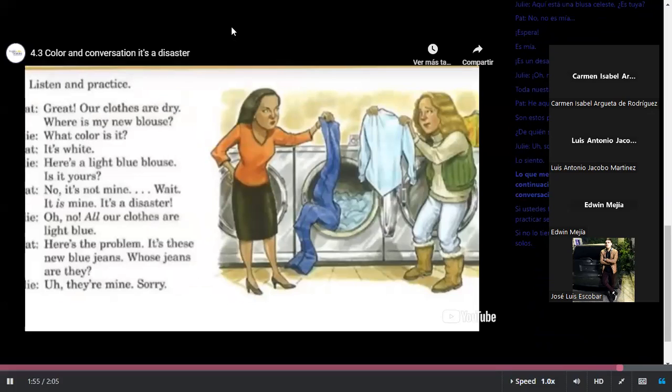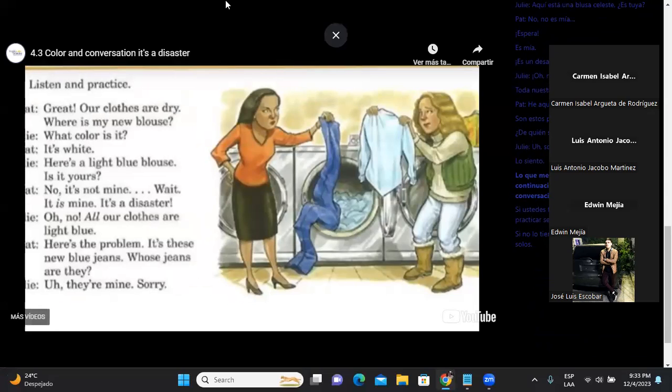This is crazy, right? I like this conversation. Has this ever happened to you? Have you ever been in a similar situation? Do you understand the conversation, guys? What is going on here? Yes? Okay. Have you ever had a similar situation? Has this ever happened to you?